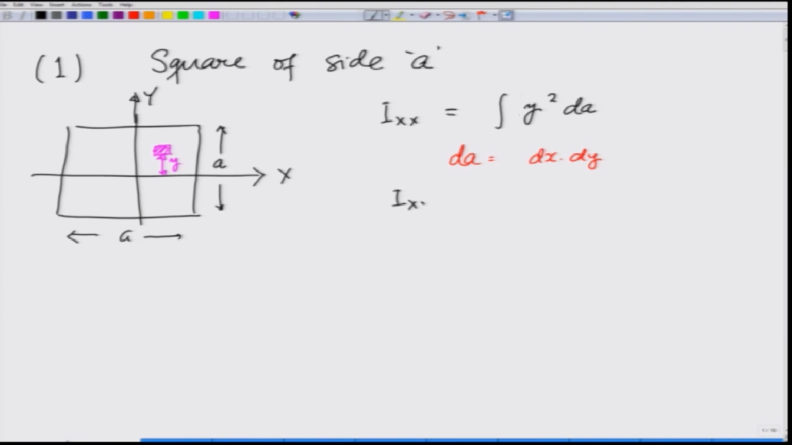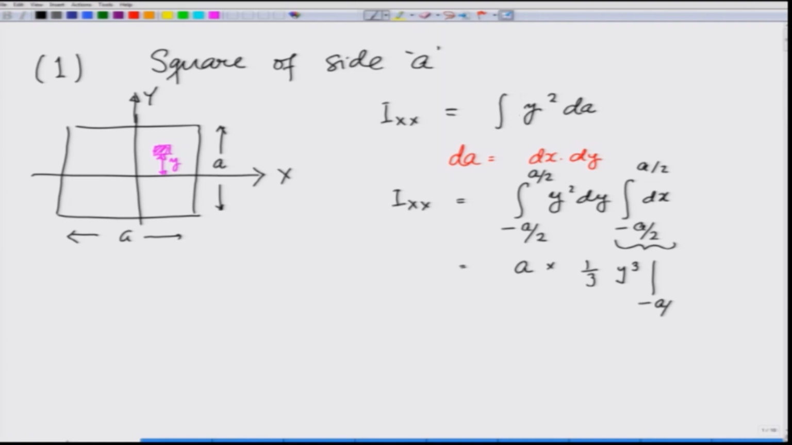Ixx is going to be equal to the integral of y square dy, which varies from minus a by 2 to a by 2, times the integral of dx, which varies from minus a by 2 to a by 2. This comes out to be a times 1 over 3 y cubed varying from minus a by 2 to a by 2, which is nothing but a by 3 times a cubed by 8 times 2, which is a raised to 4 divided by 12, because this gives you 4 here.